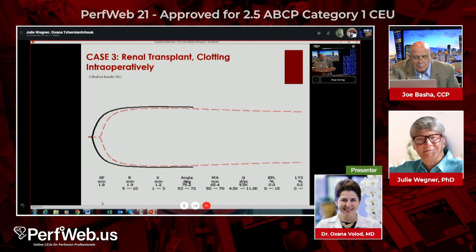This case happened immediately after a renal transplant. The patient was clotting intraoperatively and the transplant was aborted. TEG was done at that time. When I saw that, my next workup was to assess hypercoagulability, coagulation factor-based hypercoagulability. There was not much issue with platelet hypercoagulability because MA was very normal.